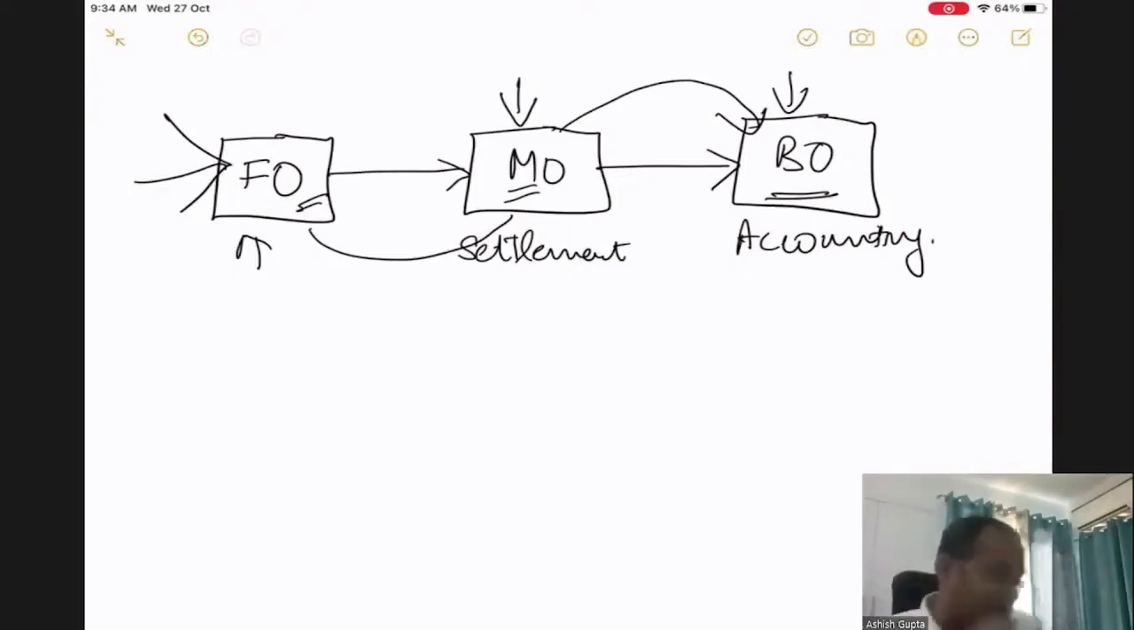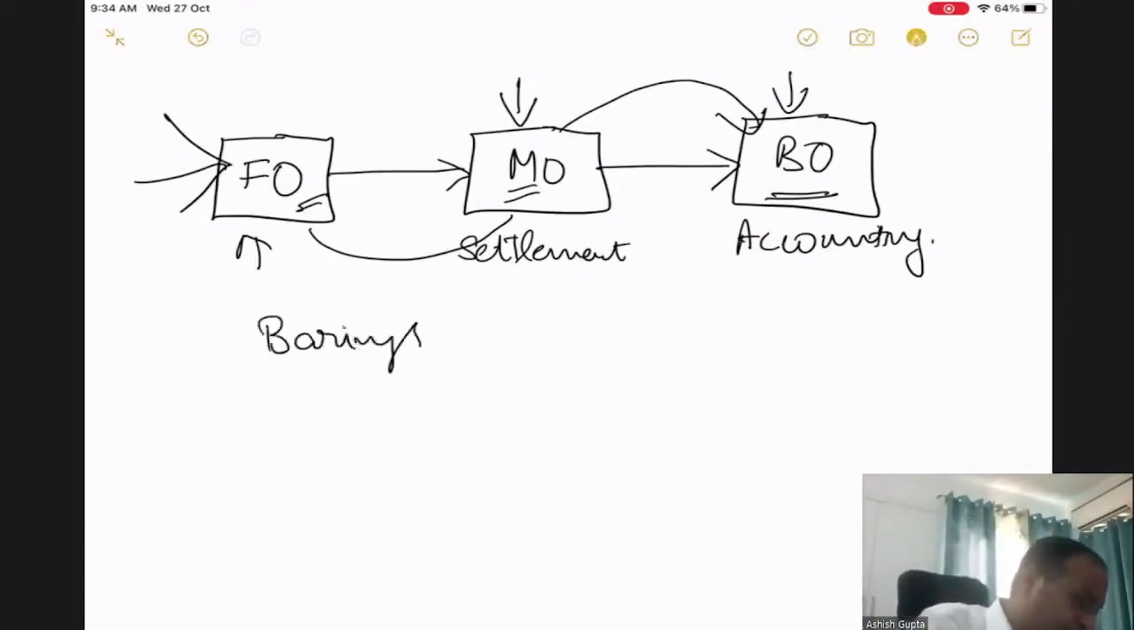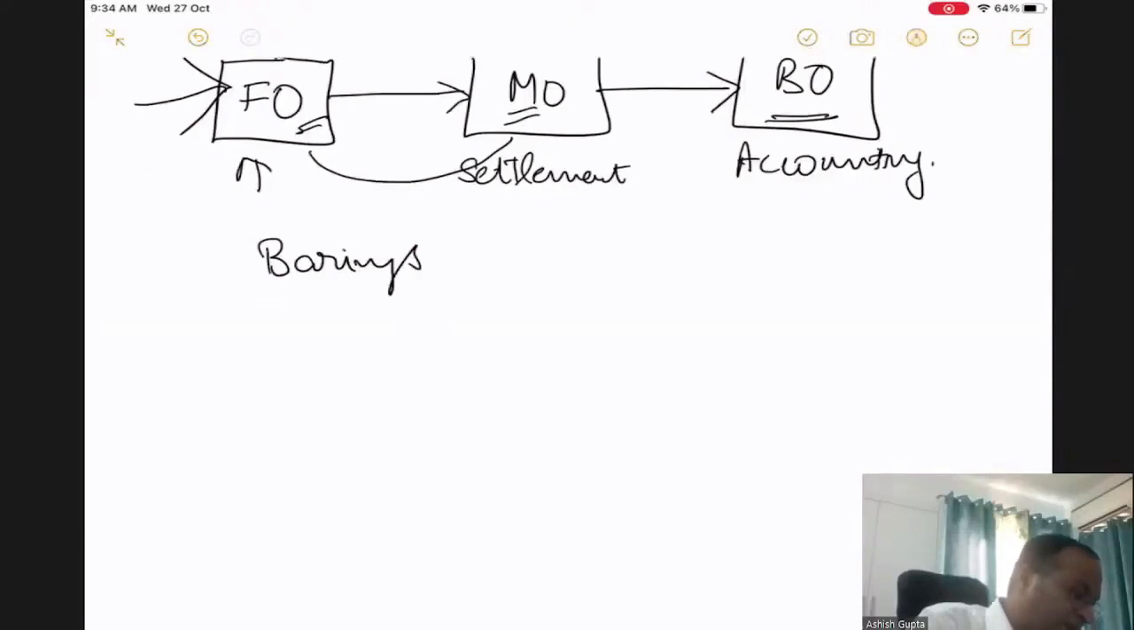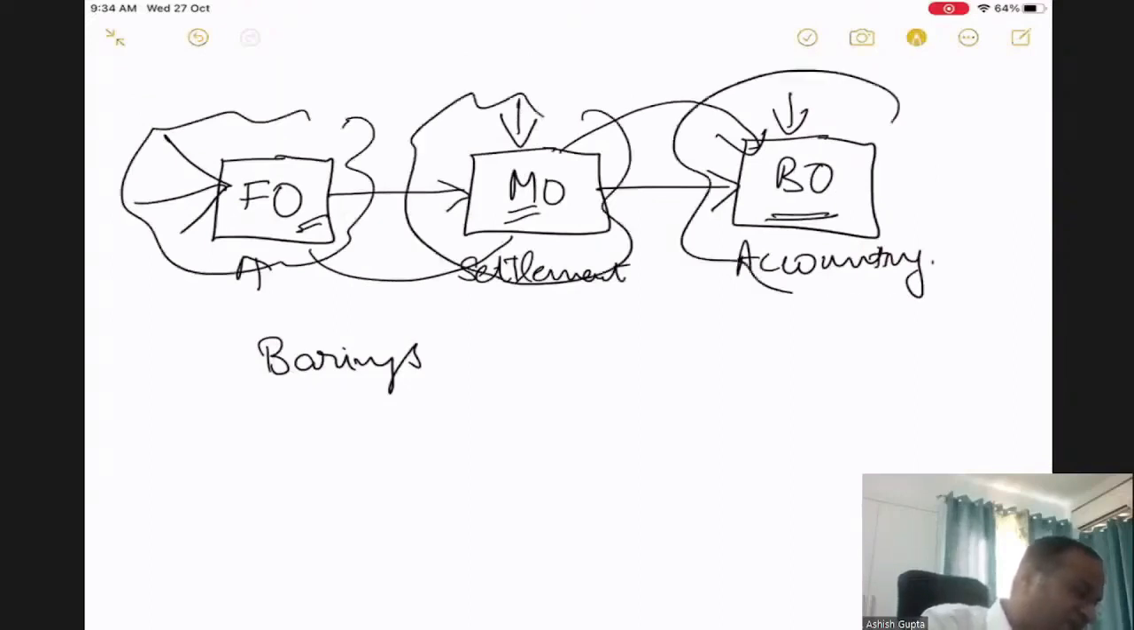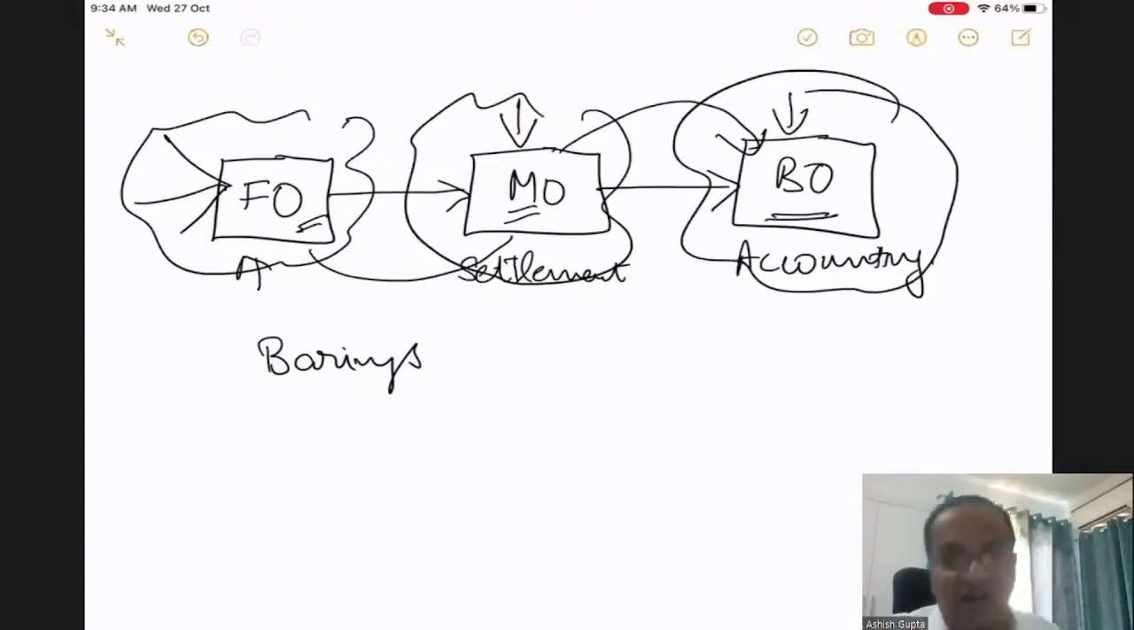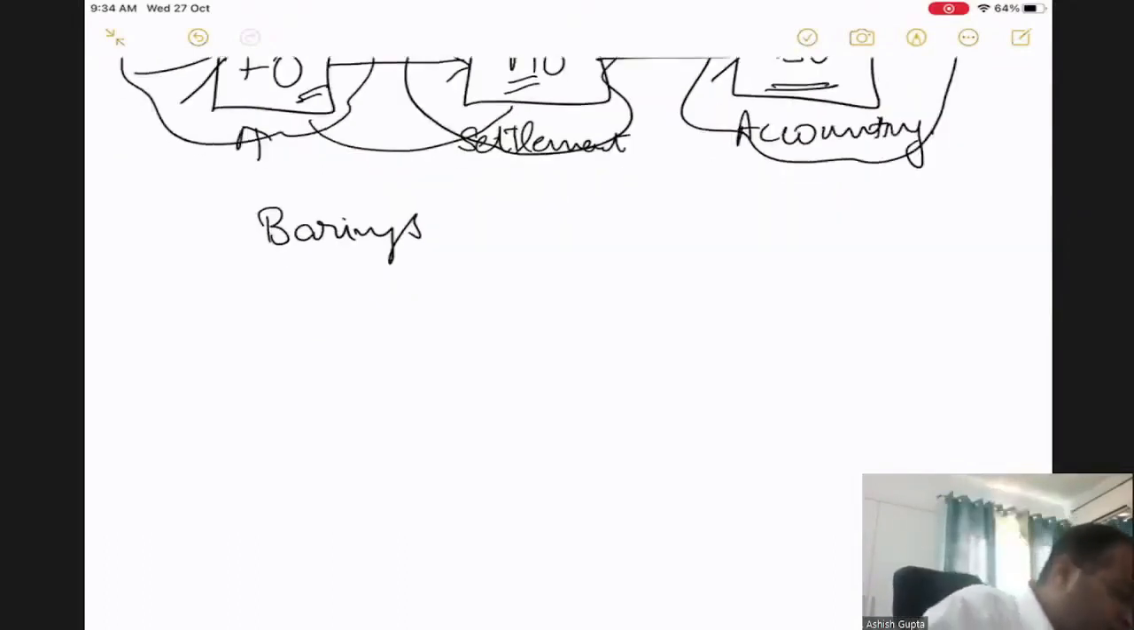Now in Barings Bank's case, what happened? He was in charge of the front office as well as the mid office as well as the back office. So ultimately, he started trading, not fraudulently at first, he was carrying out some trading, but for margin calls he was using one account number.